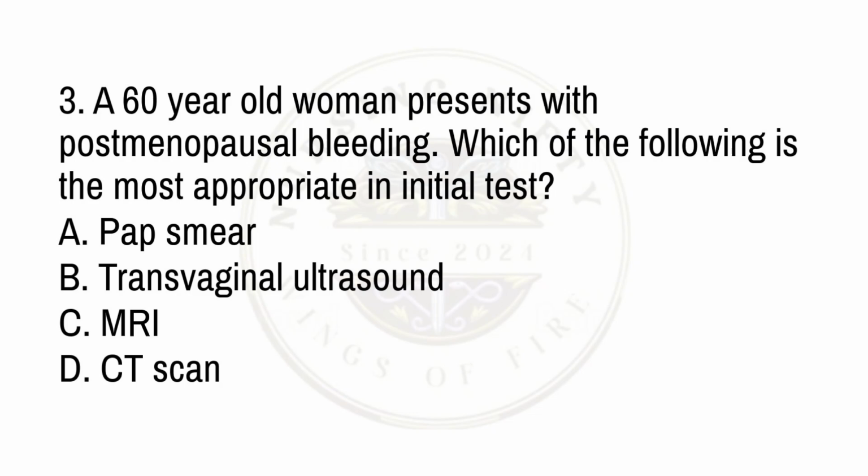Options. Option A. Pap smear. B. Transvaginal ultrasound. C. MRI. And D. CT scan. So here the correct answer is option B. Transvaginal ultrasound. Postmenopausal bleeding is concerning for endometrial pathology. So a transvaginal ultrasound is the best initial test to evaluate the endometrium.